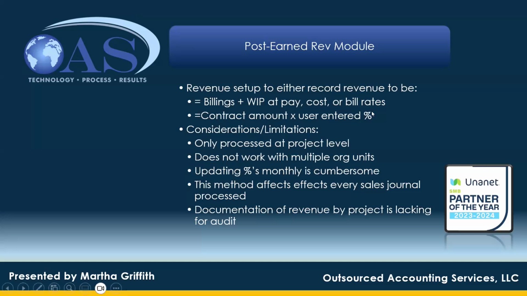The only limitations or downsides to using this system functionality is it is a bit cumbersome. You have to pull up each project individually and enter that % complete for revenue purposes and save it. And you can only do it at the project level. You can't go down to your phase or task, a lower WBS level. It doesn't work if you have multiple org units. So any of you that have orgs built into your system, it does not work with those.